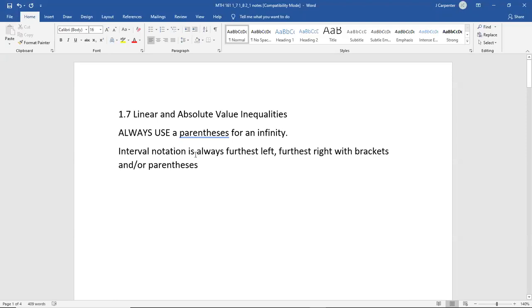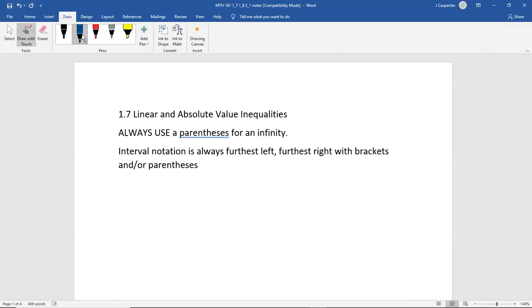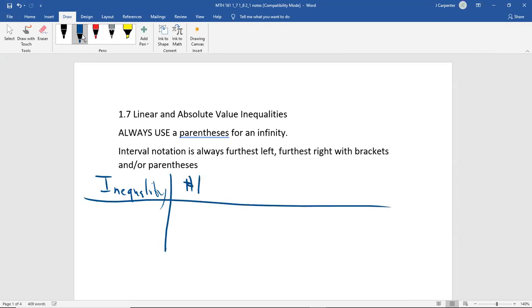Interval notation is another way of describing something that's on a number line in 2 dimensions. So, for instance, let's draw this up as the inequality, then the number line, and then the interval notation, IN for interval notation.